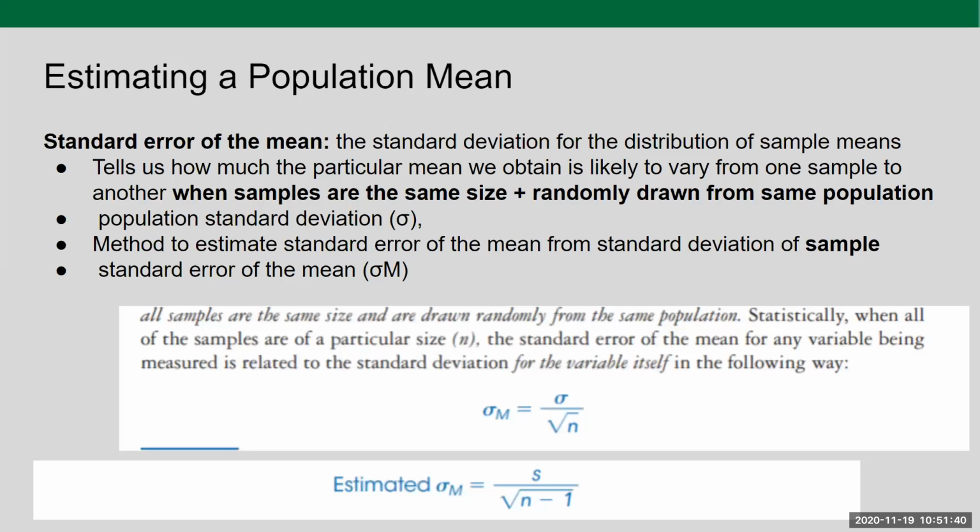Another kind of error is the standard error of the mean. This is the standard deviation for the distribution of sample means. It can tell us how much the particular mean we obtain is likely to vary from one sample to another. Below are some formulas that may be helpful to us when calculating the standard error of the mean.